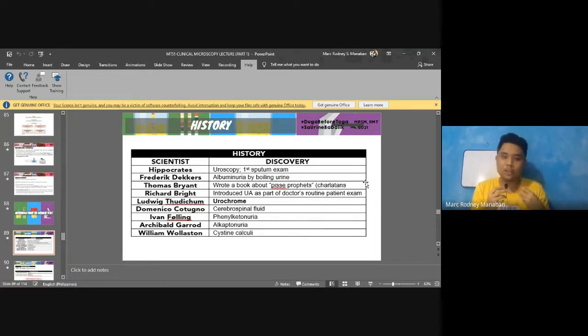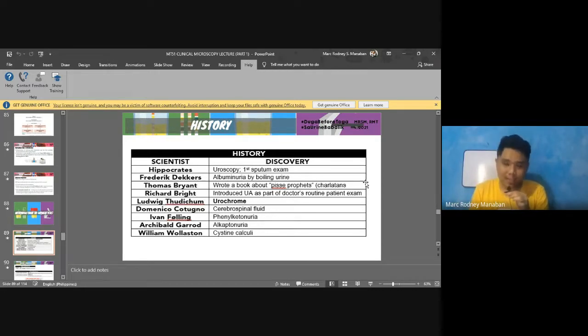Frederick Dekkers, of course, around mga early 1600s or late 1600s, he discovered albuminuria by boiling urine. All right. Followed by, of course, Thomas Bryant, who wrote a book about piss prophets. No, these are mga charlatans or mga quack doctors, mga wannabe doctors. No, so katong mga si Dr. Farah, charot, check lang. Katong mga dili qualified, no, katong mga pasagad lang mention or whatever. No, so mga piss prophets.